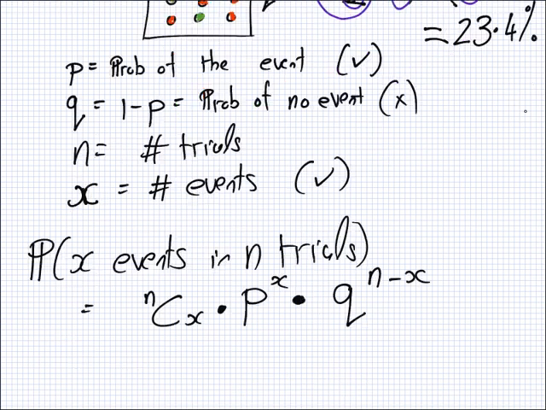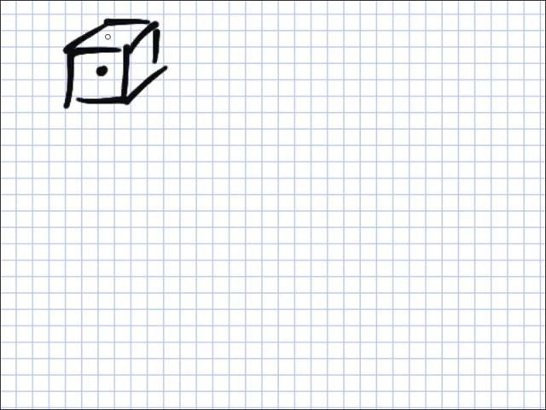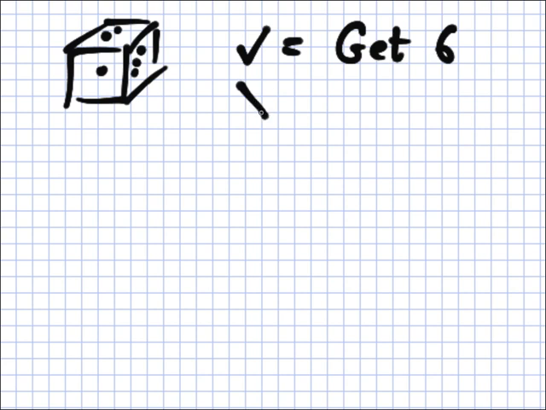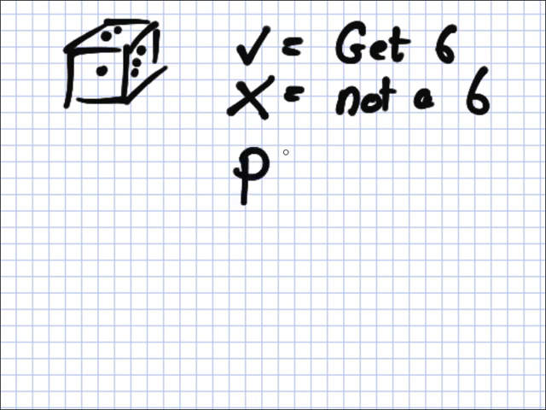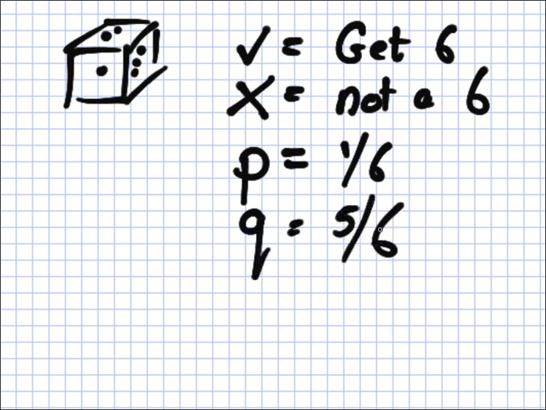So let's have a look at a more complicated example, but I'll start it off easy enough. You're rolling a die here, and we'll say that success is if you get a 6, and failure is not a 6. The reason I have to do this is because it's binomial. I'm only looking at 2 possibilities. What's the P here? 1 over 6. And the Q? 5 over 6.